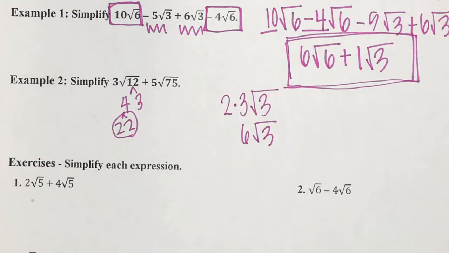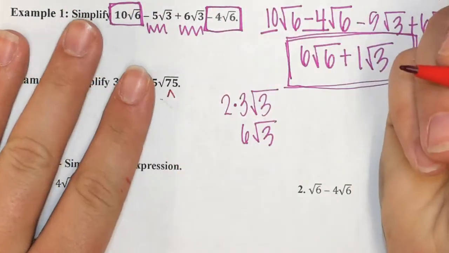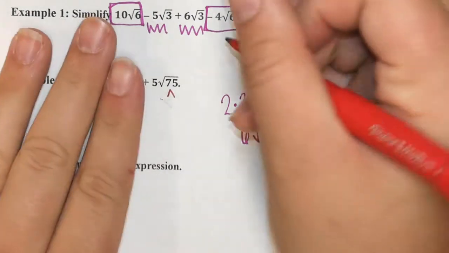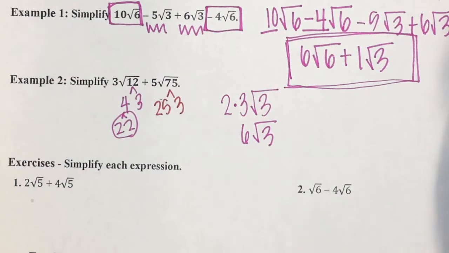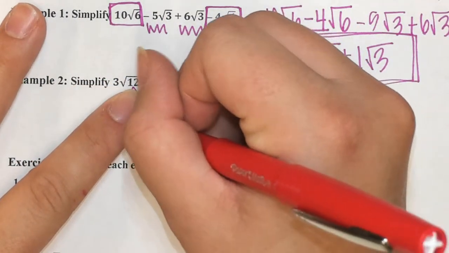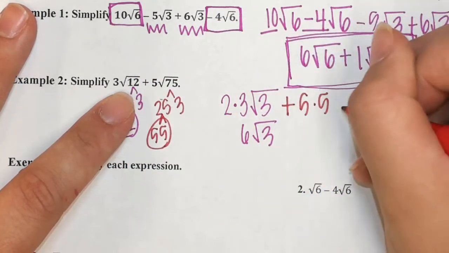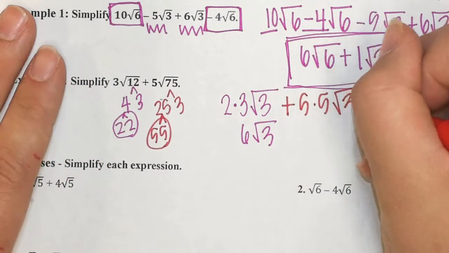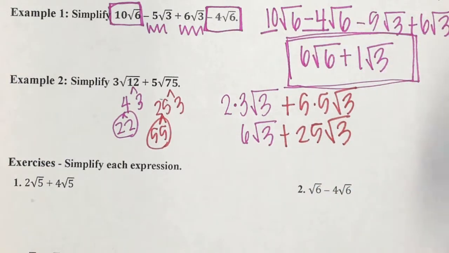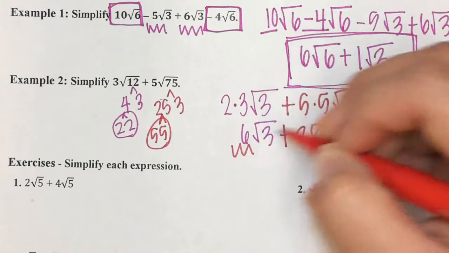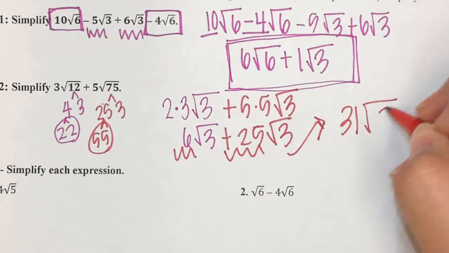Okay, that was just 3 square root of 12. Now let's simplify 5 square root of 75. 75 breaks down to be 25 and 3. 5 and 5 can come out, so you have to bring them outside with your other 5. And who's left at home? 3. 5 times 5 is 25, so 25 square root of 3. Now are they similar? So let's combine. 6 plus 25 is 31. So your answer is 31 square root of 3.